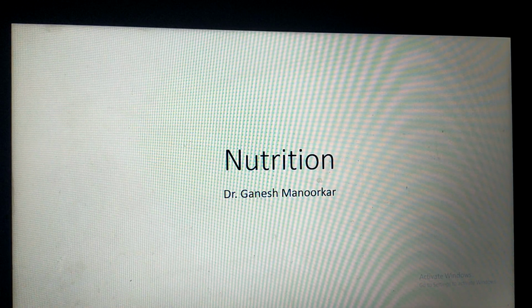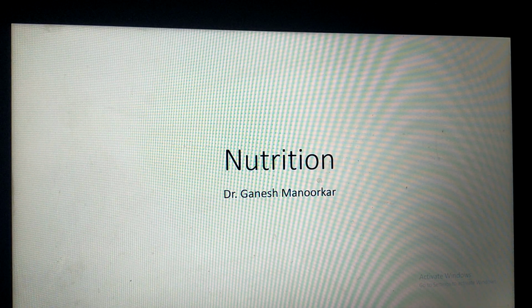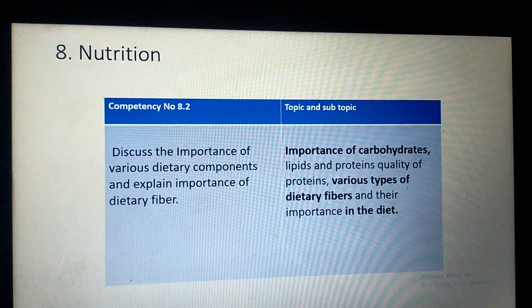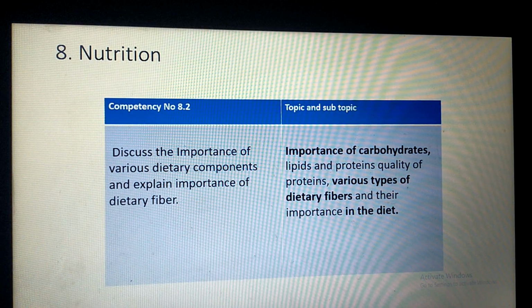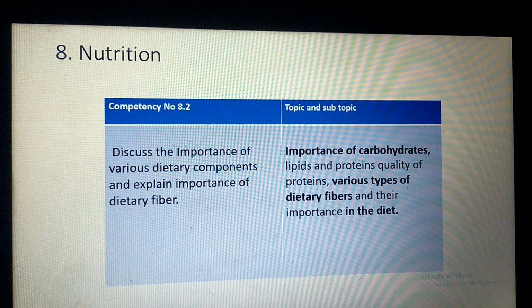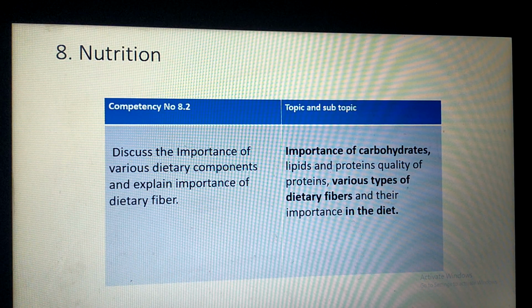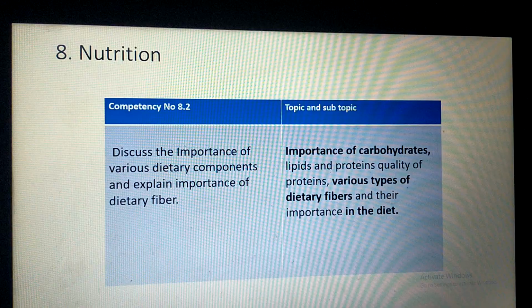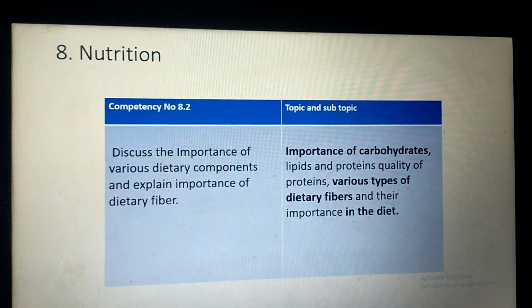Good morning, students. From today, we are starting a new topic, nutrition. Competency number 8 is given for nutrition, and today's competency is 8.2. 8.1 competency is given for vitamins, so that will be discussed in another lecture. So competency number 8.2, and today's subtopic is importance of carbohydrate and various types of dietary fibers in the diet.